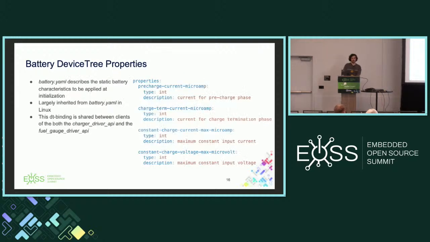So on the device tree side of things, there's battery.yaml, which describes the static battery characteristics that should be applied at initialization. This is also inherited from battery.yaml in Linux. So we have these basic properties that are specific to the battery pack and that come from its specification. And this DT binding is shared between both the charger driver API and the fuel gauge driver API. There's no need to duplicate that. So they share this common device tree code.